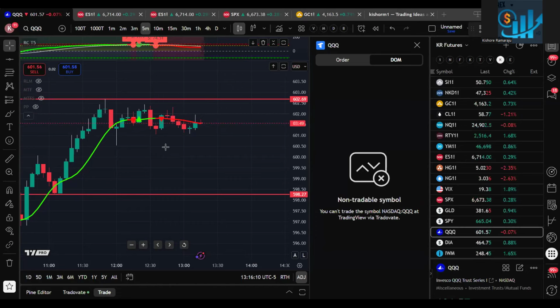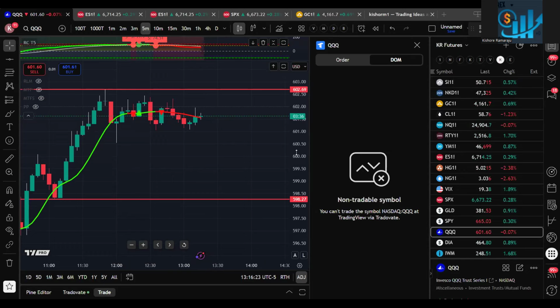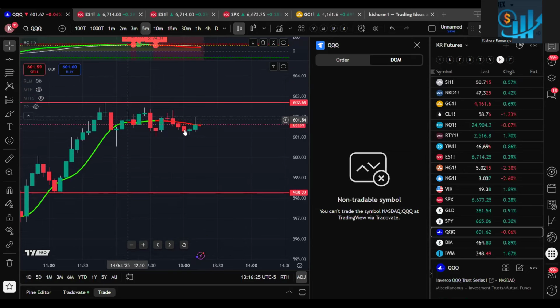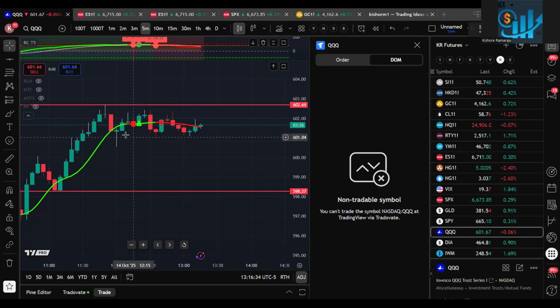Generally, QQQ and SPY move 95% in the same direction. Some days QQQ will be a little advanced, and later SPY will follow, or SPY will be advanced and QQQ will follow. So today it seems QQQ is weaker, more bearish compared to SPY. So initially, we should see a drop on QQQ.